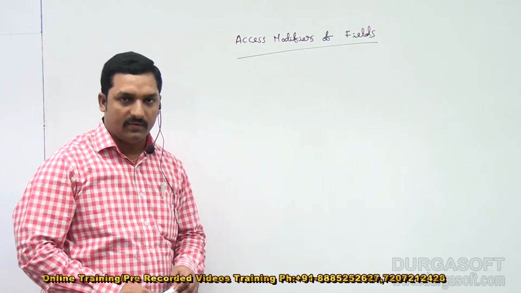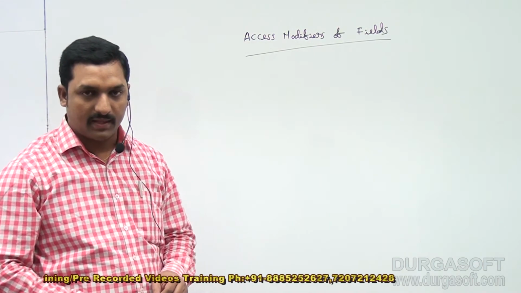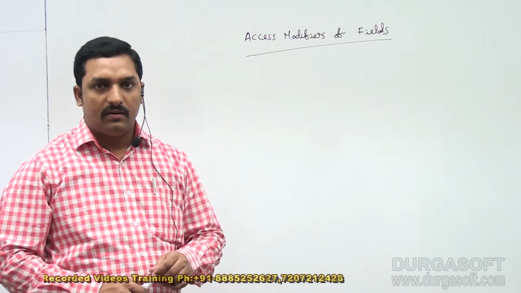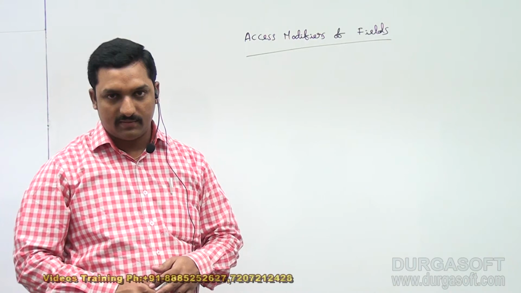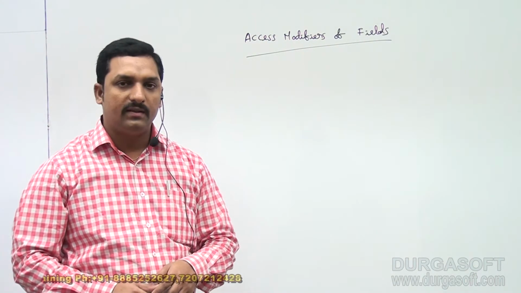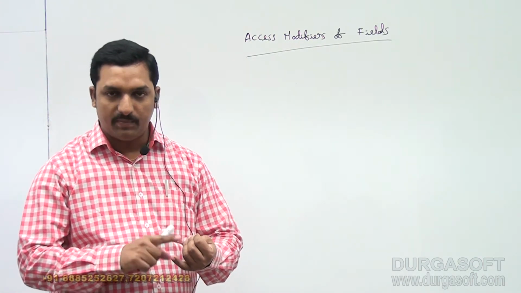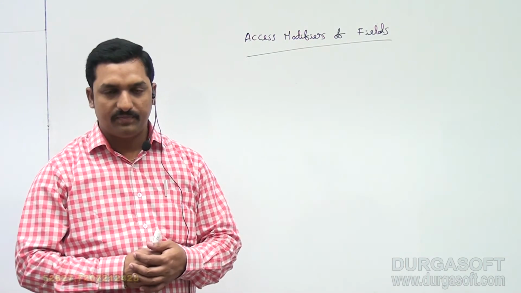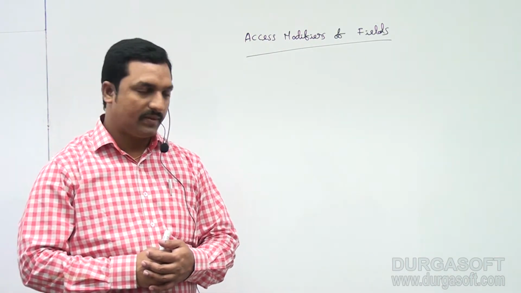Okay, in this lesson we are going to see access modifiers of the fields. Okay, now in fields we are able to give different access modifiers. What are they? 5 access modifiers we can provide. That is private, protected, internal, public. 5 access modifiers we can provide for the fields. The differences I want to explain now very clearly for you. So try to observe.